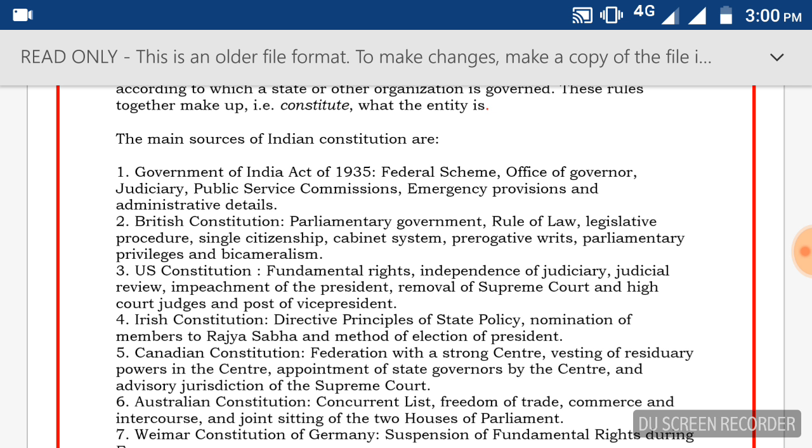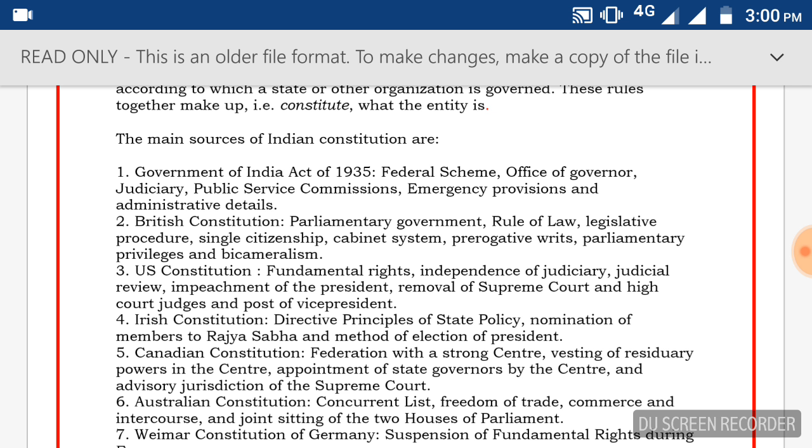Parliamentary government has been derived from the British constitution. Rule of law, which we have discussed in the last day's discussion, so kindly see the last day's video. Next is legislative procedure, that is how to frame law. Single citizenship, cabinet system, prerogative writs, parliamentary privilege and bicameralism. All these provisions have been copied from the British constitution.